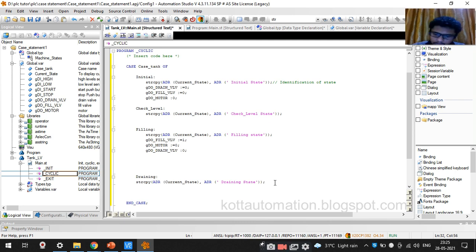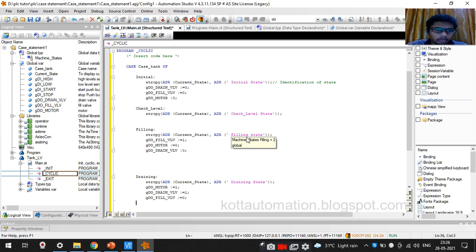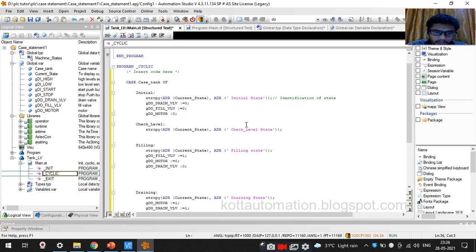And during my draining state, motor and drain valve would be on. Filling valve would be off. So I have written down our basic logic over here.